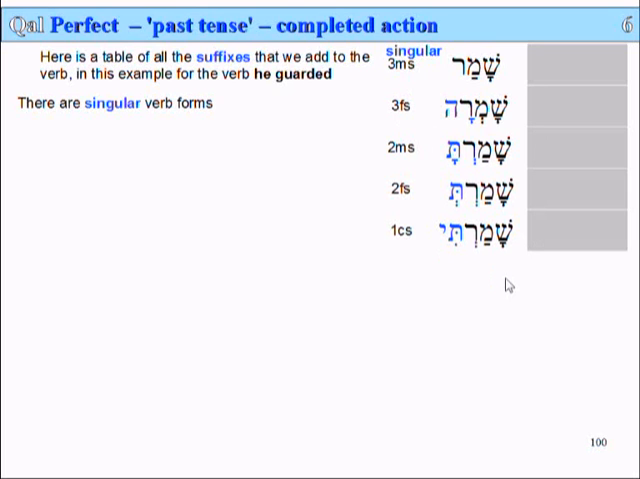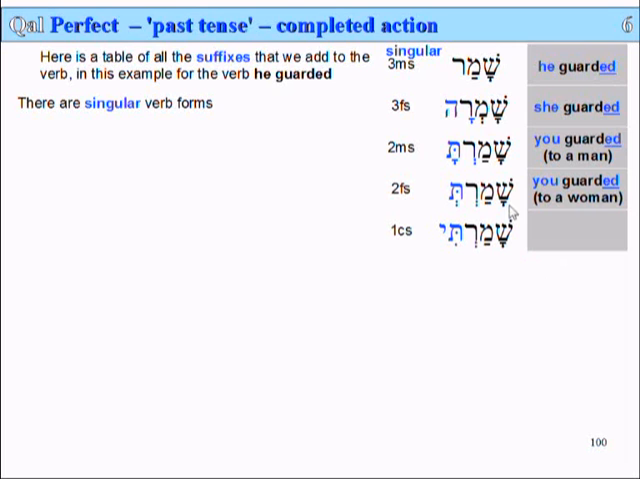genders and numbers here. So, Shama is he guarded. And if I want to say she guarded, I say Shamra. I put this little hey at the end and change Shama to Shamra. If I want to say you guarded to a man, it's Shamata. I put this tav here. And if I want to say you guarded to a woman, I say Shamat. I put a tav here, but it doesn't have the kamats.